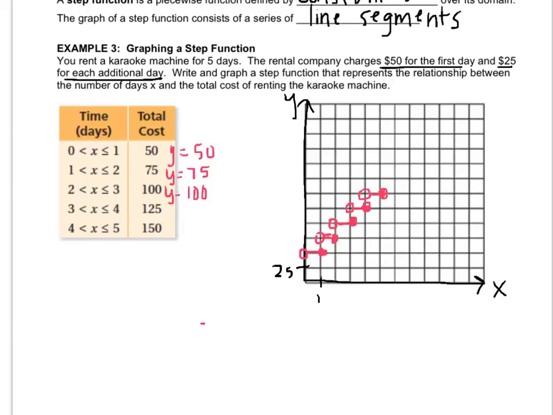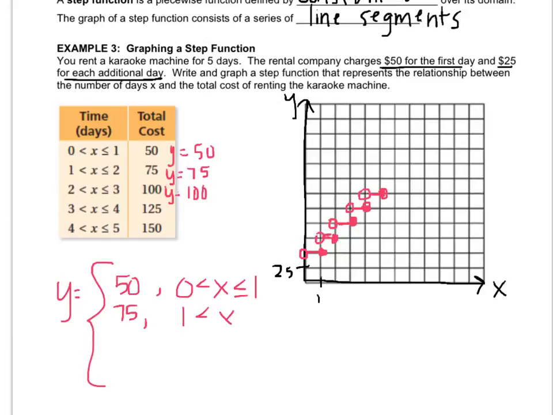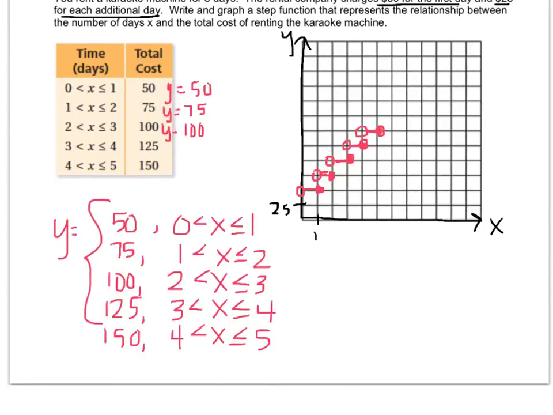So it's going to look kind of annoying, but you know, piecewise functions aren't super friendly to write. So here we go, y equals. Now I have the line y equals 50, but it's only when 0 is less than x, which is less than or equal to 1. Then I've got 75, but it's only between 1 and 2, and so on. So that's what my piecewise function looks like.